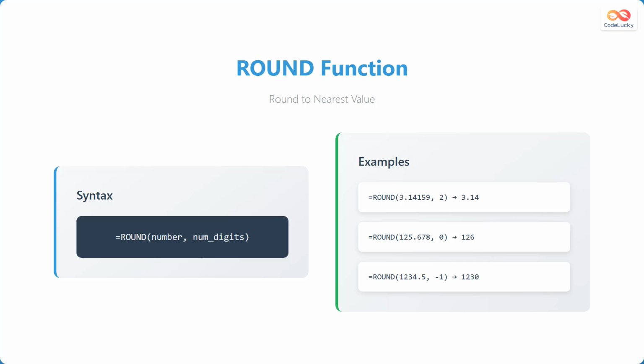=ROUND(3.14159, 2) results in 3.14. This rounds the value 3.14159 to 2 decimal places. =ROUND(125.678, 0) results in 126. This rounds the value 125.678 to the nearest whole number. =ROUND(1234.5, -1) results in 1230. This rounds the value 1234.5 to the nearest 10.